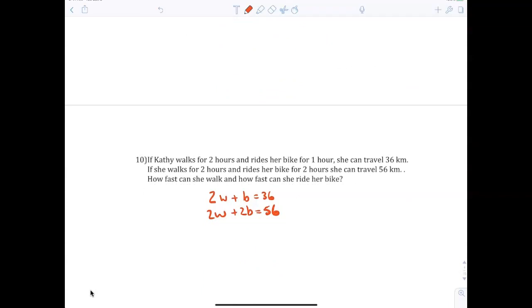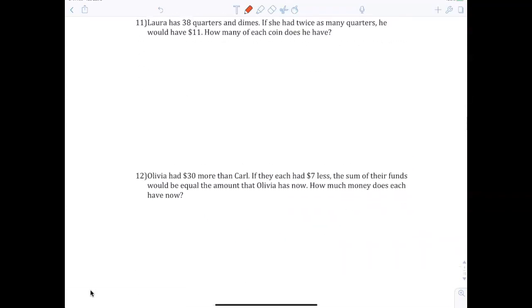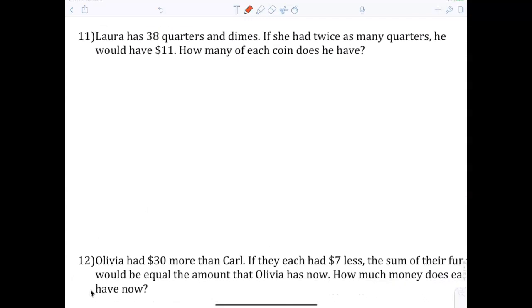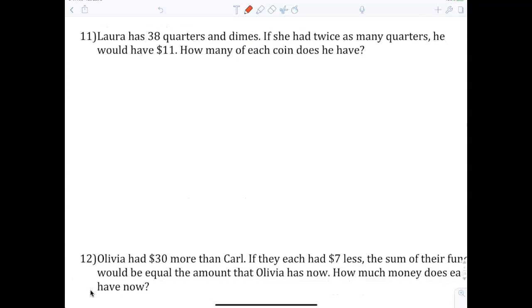Okay? All right. So we're on 11. So those of you guys who paid attention yesterday, somebody start setting up the first equation, AC. Q plus D equals 38. Perfect. All right, now the hard part. Give it a shot.